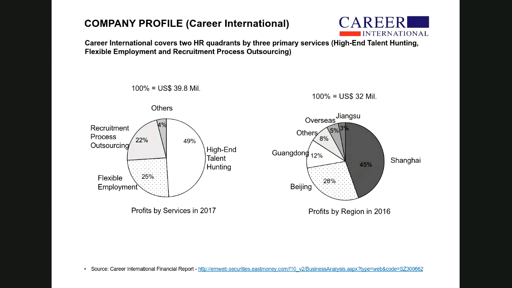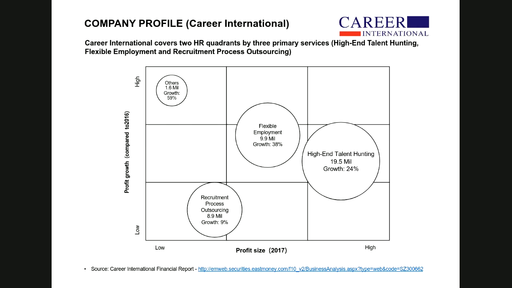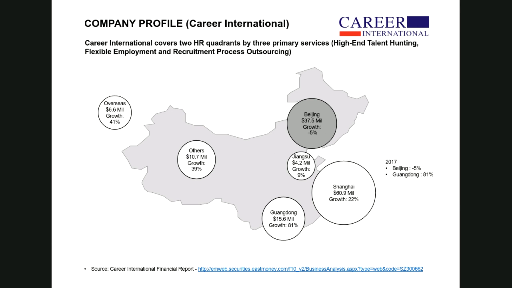Then go into more detail. Okay, and I just want to show that we can do the regional analysis. For example, Korea International does business mainly in Shanghai. However, they are headquartered in Beijing. What's going on? Beijing's profitability is going down while Shanghai's is going up. And then over the Guangdong area, that's 81% growth. Wow.